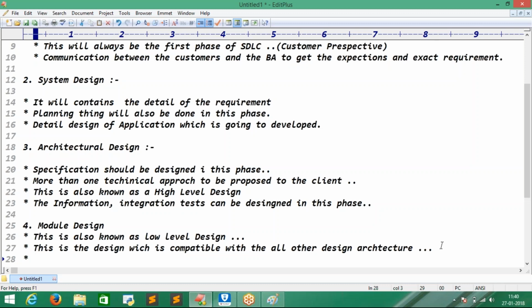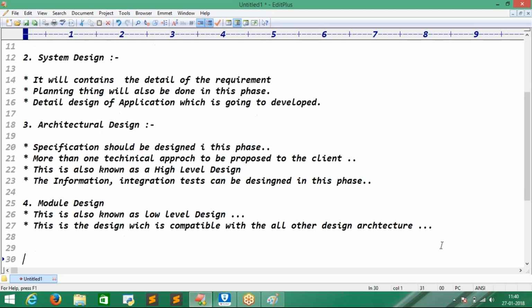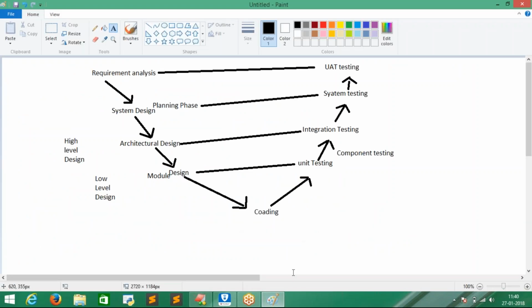Then, okay, the unit tests are an essential part of the design. Obviously, whatever you are going to make should be unit tested and everything should be done. So this is all about your module design. So after module design, what we have is coding.